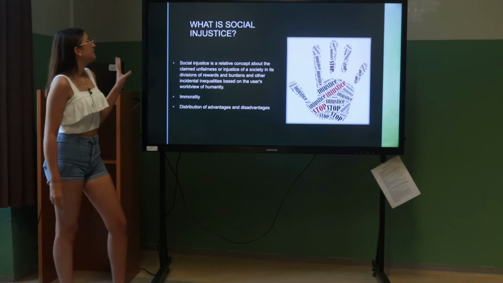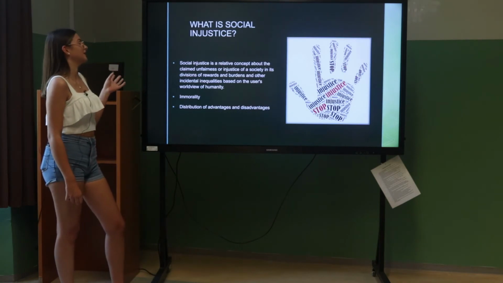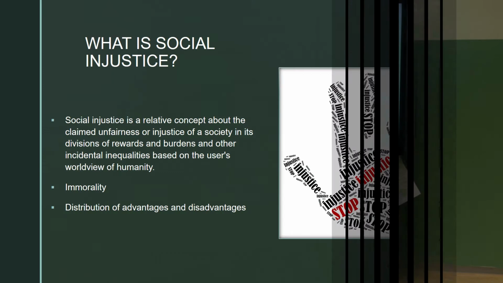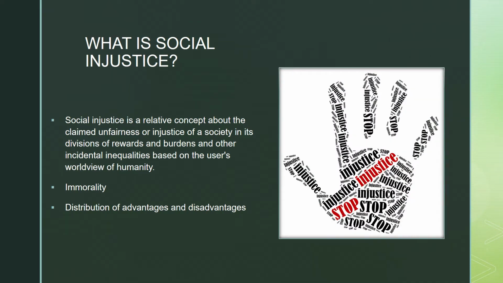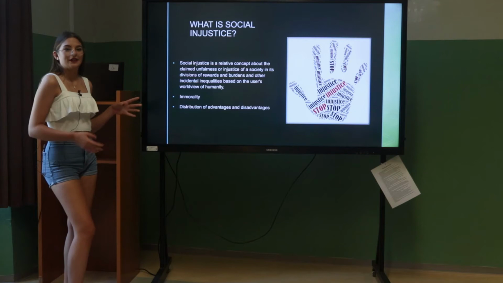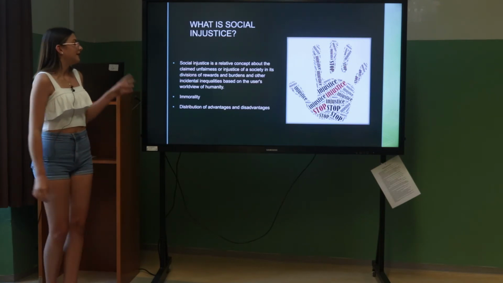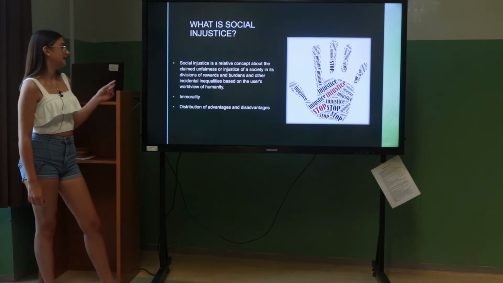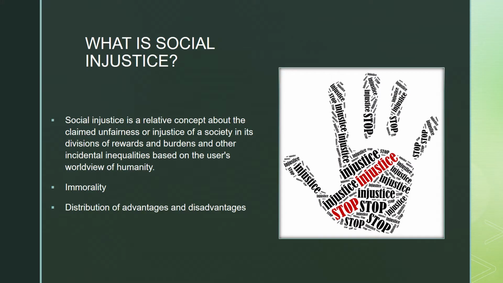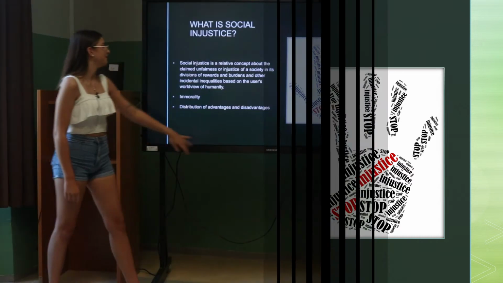So my first question is, what really is social injustice? The scientific definition is it's a relative concept about the claimed unfairness or injustice of a society in its divisions of rewards and burdens and other incidental inequalities based on a user's worldview or humanity. Basically, you're being treated differently just because of who you are. A really great synonym I found is immorality, and it's based on the distribution of advantages and disadvantages.